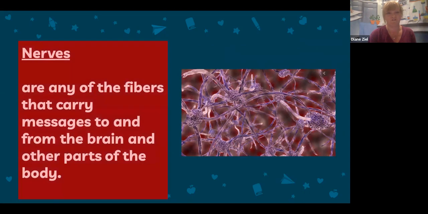Here you see a network of different fibers. These run throughout our entire body, and these are called nerves. Nerves are any of the fibers that carry messages to and from the brain and other parts of the body.